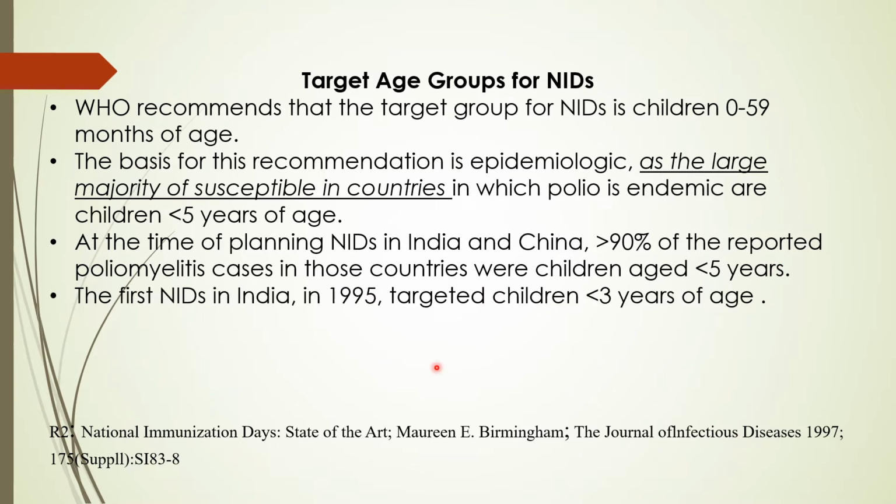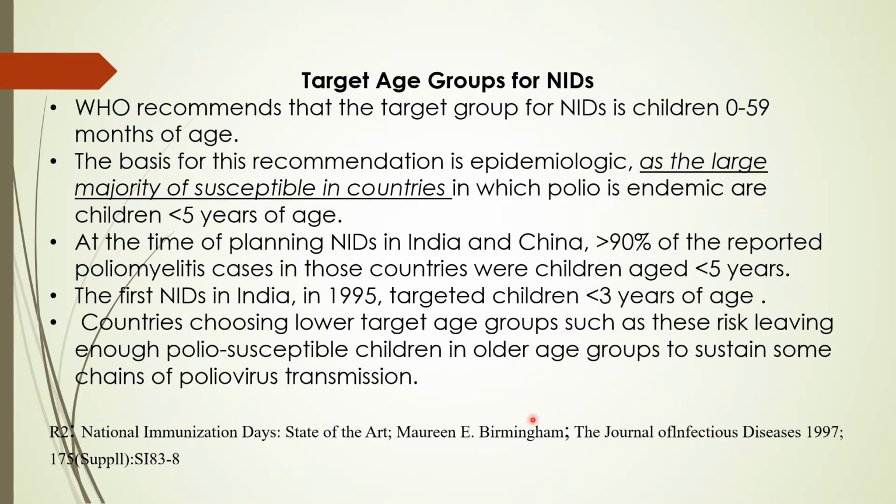The first NID in India in 1995 targeted children below 3 years of age. Countries choosing a lower target group, such as these, risk leaving enough polio susceptible children in older age groups to sustain some chain of polio transmission. For now, this is clear why we target below 5 years.